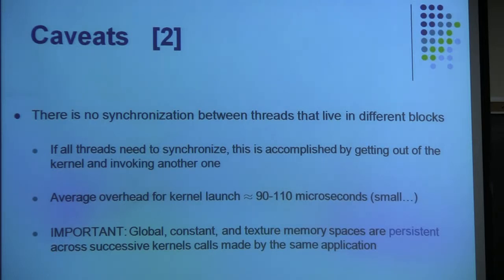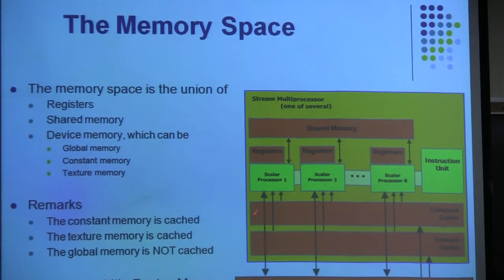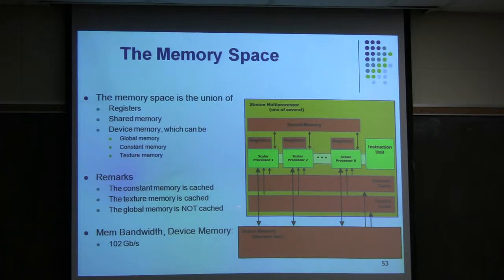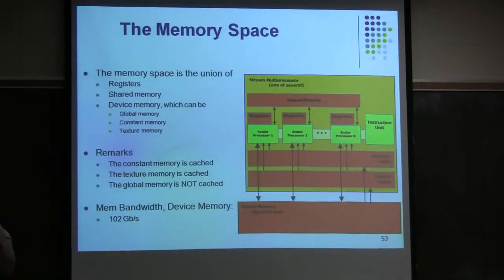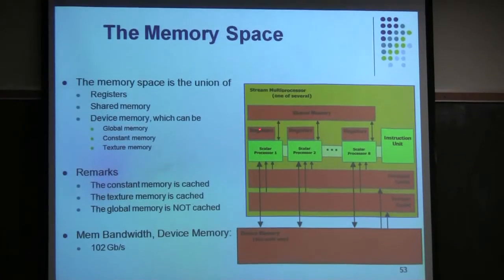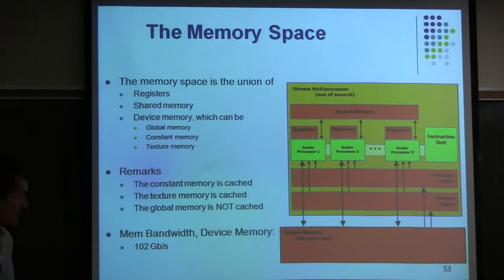Now, I started to talk about global, constant, and texture memory. Let's talk a little bit about the memory space. So here, imagine that this is a stream multiprocessor, the SM guy. The SM has on the chip shared memory, 16,384 registers, the instruction unit, and a little bit of cache for data that otherwise lives in device memory.